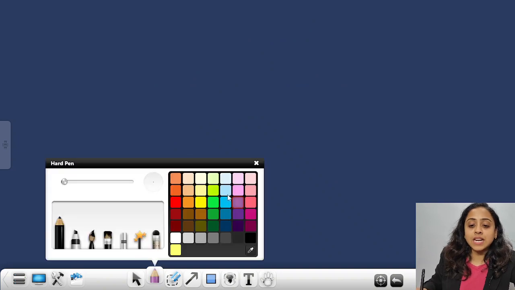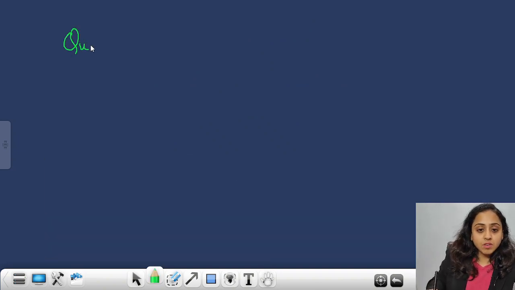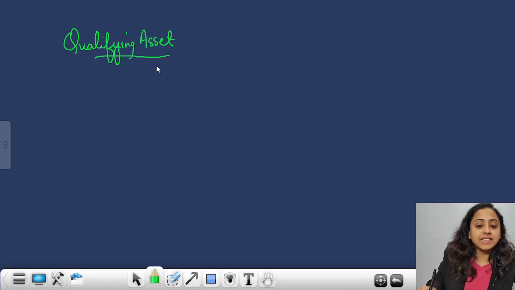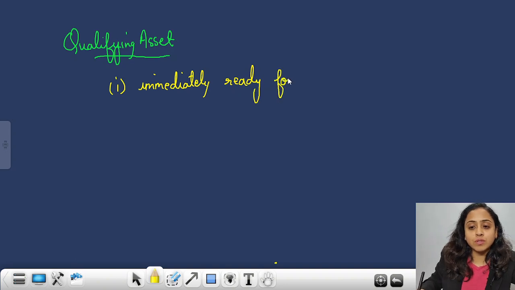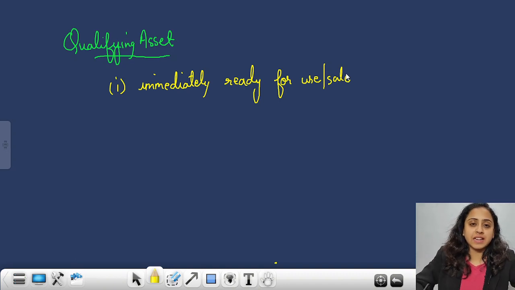In order to understand a qualifying asset, there are two important points. Firstly, the asset should not be immediately ready for use or sale. This means, for example, that if you have purchased an asset and it's instantly ready, then it will not be considered a qualifying asset. For example, if you are manufacturing an asset but it takes very little time, say it can be produced within 2 days, then that asset will not be considered a qualifying asset.